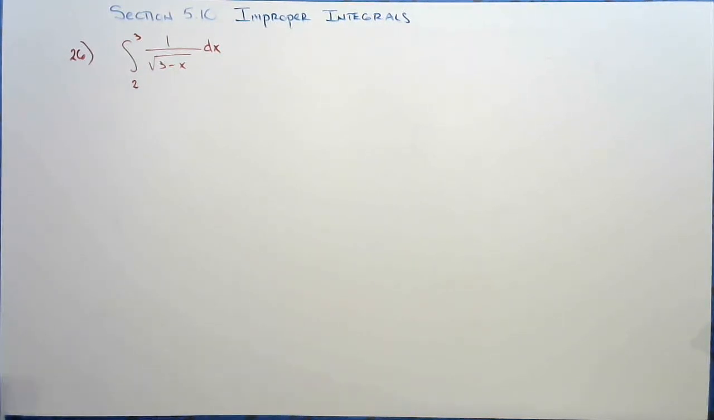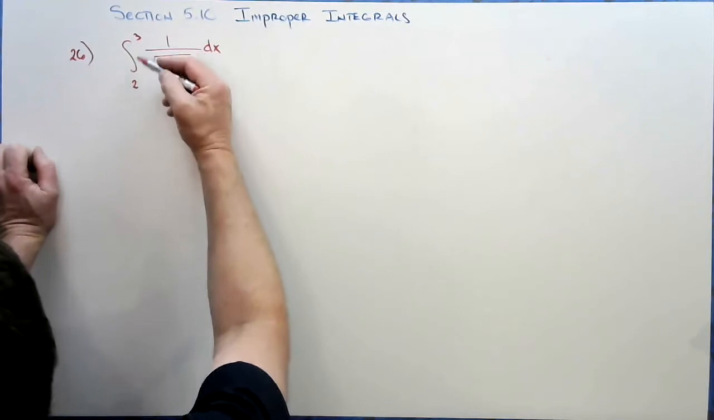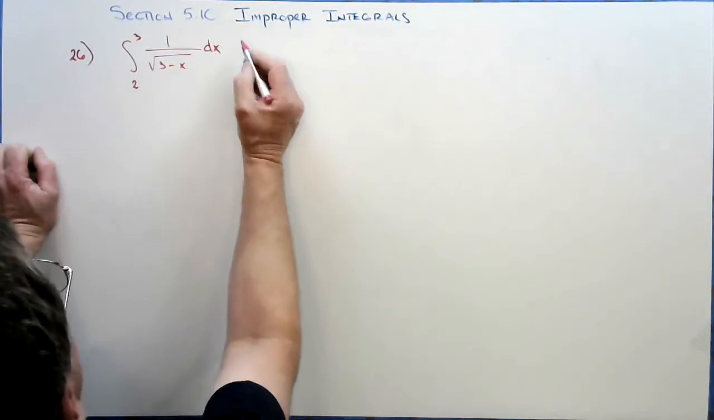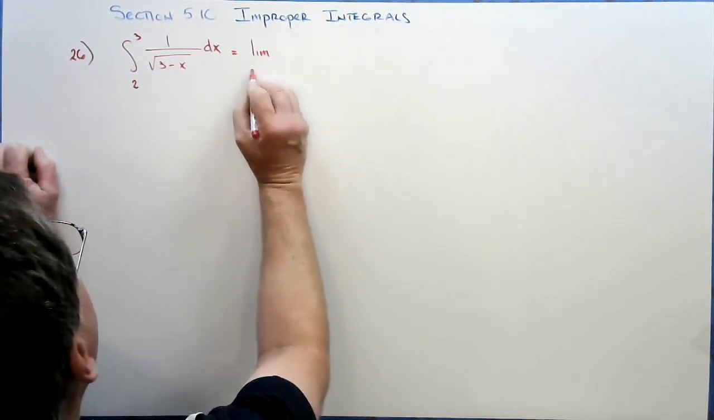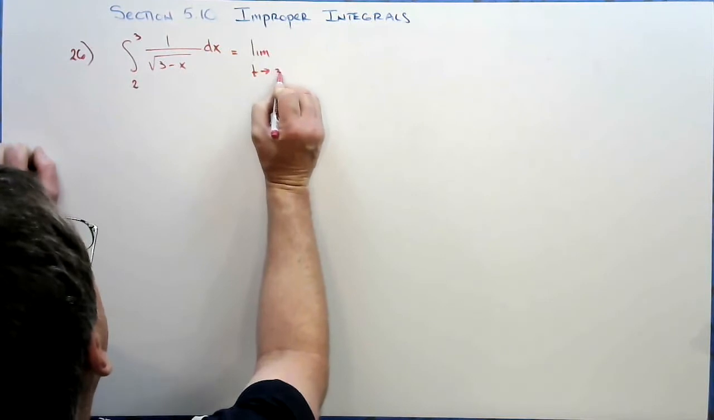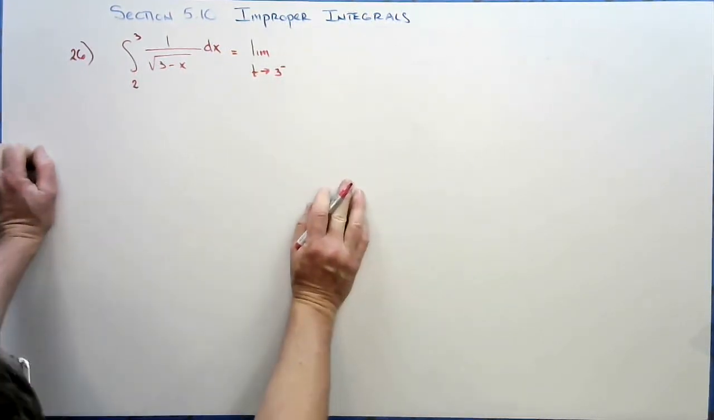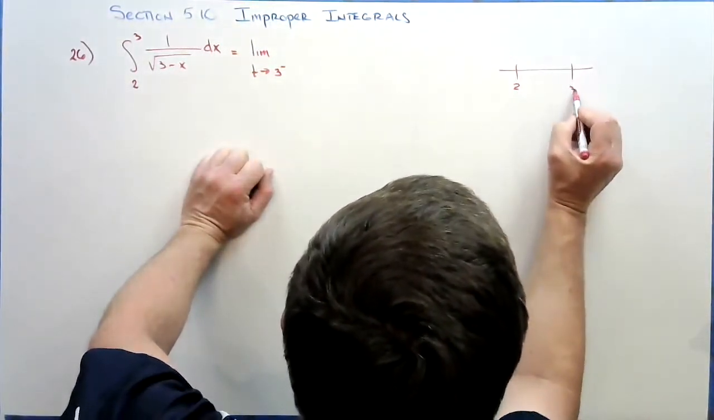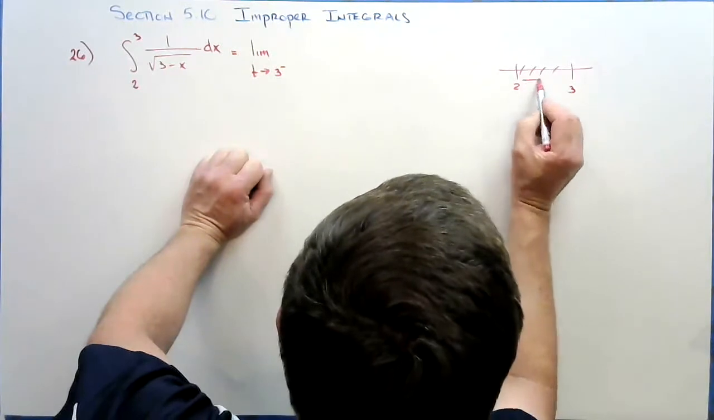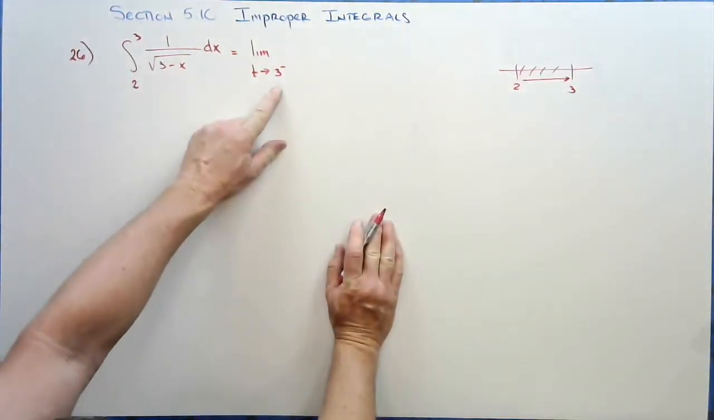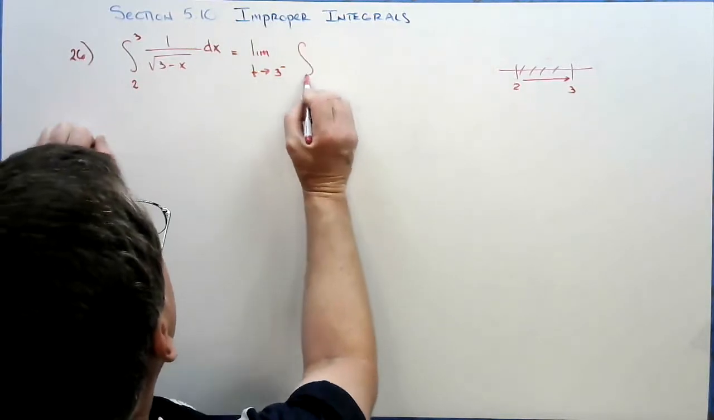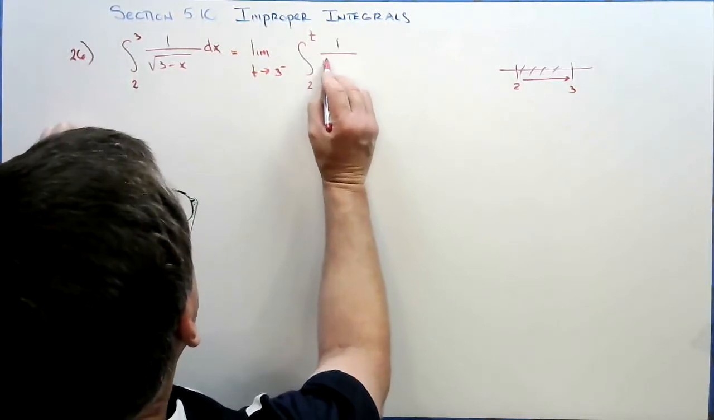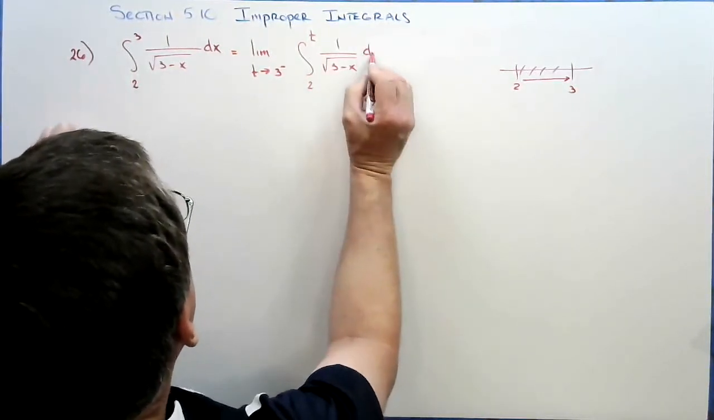So this is an improper integral. It doesn't have an infinity in its bound, but the function has a vertical asymptote at 3. So we have to rewrite this as the limit as t approaches 3 from below, right? Because we're going from 2 to 3. So here's our number line. Here's 2, here's 3. We're integrating this, so we're going from 2 to 3, so we're approaching 3 from below. The integral from 2 to t, 1 over the square root of 3 minus x dx.